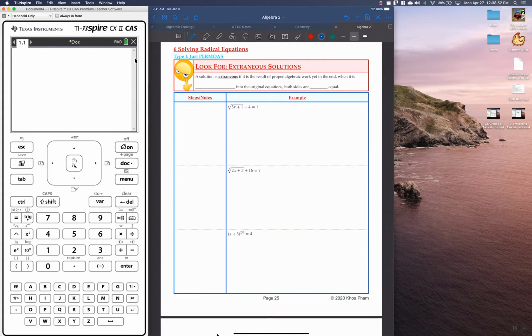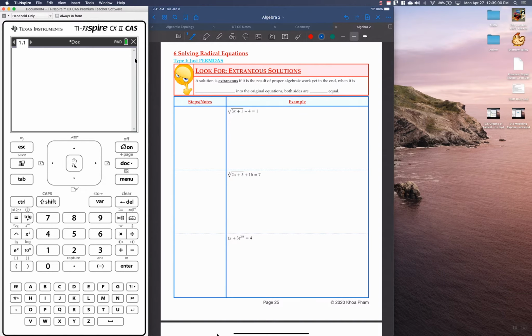Okay. But here you need your normal strategies like FOIL, your distributive property, your box method, whatever it is. So here you have to look for extraneous solutions. A solution is extraneous if it is the result of proper algebraic work, yet in the end, when it is substituted into the original equations, both sides are not equal. So it is not a proper solution, which is why we say it's extra. It comes from algebra, but it's just extra and doesn't work.